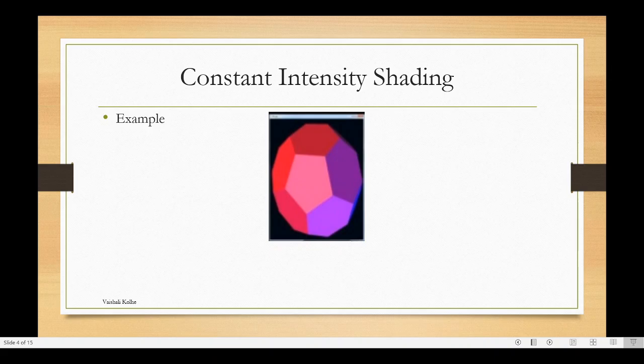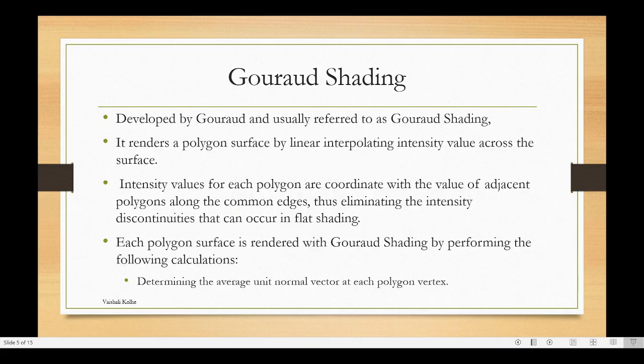The advantage is that it is a very fast, simple method, but the disadvantage is that it doesn't create the real effect of shading. So we have another algorithm which overcomes the disadvantage of the constant shading algorithm. Another algorithm is Gouraud shading. This algorithm was developed by Gouraud. That's why the name is given to this algorithm.